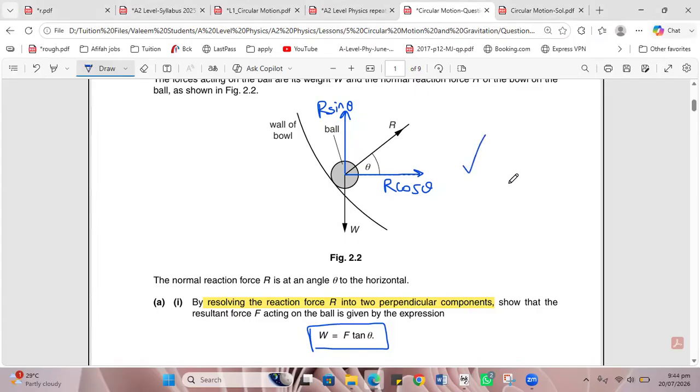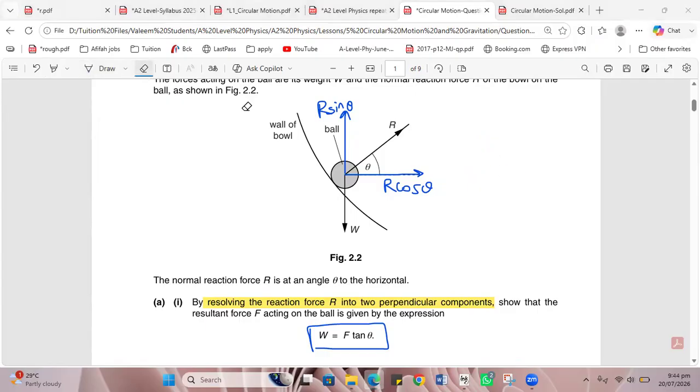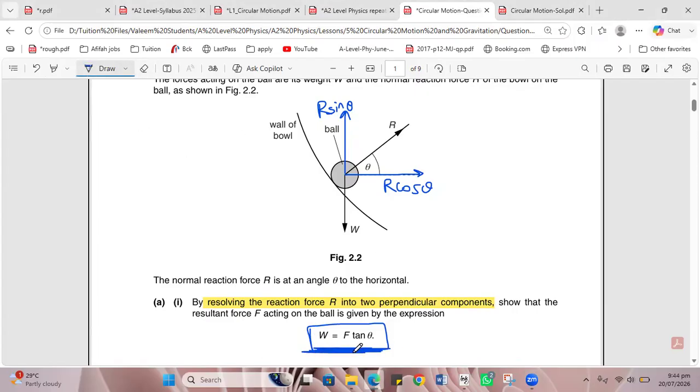So I hope you guys know the component thing. This is clear. Yes, miss. All right, perfect. So I just drew the components. Now what? I need to somehow come up with this.